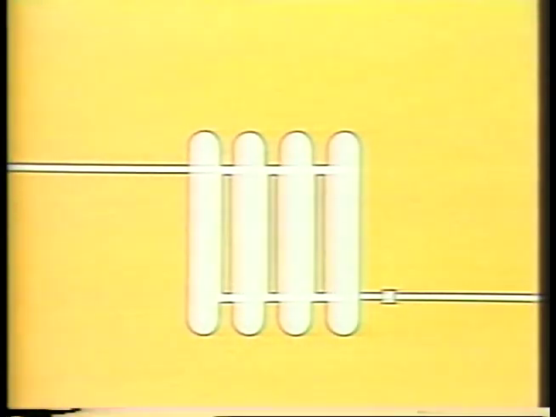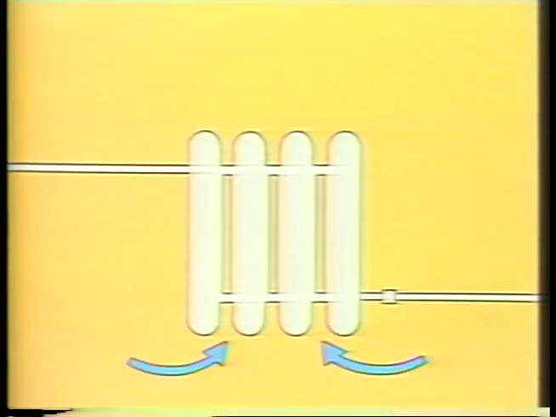Here's a typical radiator. The heat from the radiator is transferred to the surrounding air by conduction. The air expands, becomes less dense, and rises, carrying the heat with it. This starts convection. Cooler air then moves in around the radiator, and the process is repeated. The result is a convection flow called natural circulation that carries the heat away.